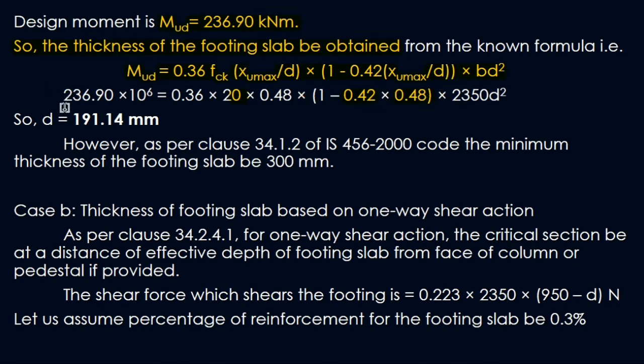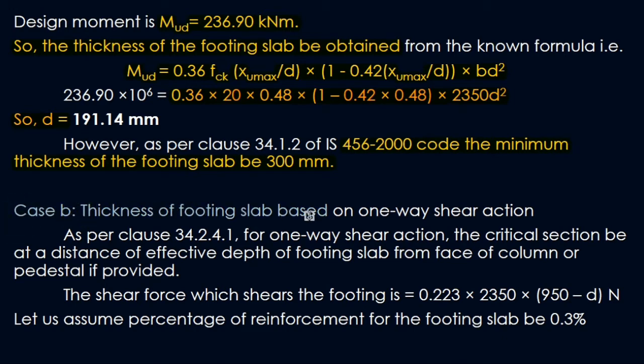You just find out these values, and after that you should calculate the D value, and 191.14 mm has been obtained. However, as per clause 34.1.2 of the IS 456 code, the minimum thickness of the slab should be 300 mm. So up to this we have successfully completed case A. Then we have to go for case B.